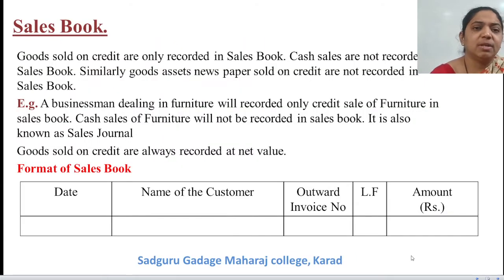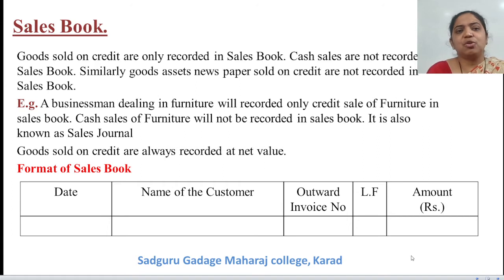Then the next one is about the sales book. Again we will see sales book, sales return and credit note, meaning the format. Now what is sales book? Goods sold on credit are only recorded in sales book. Like purchase book, how it was there, it will be like that. Cash sales are not recorded in sales book.